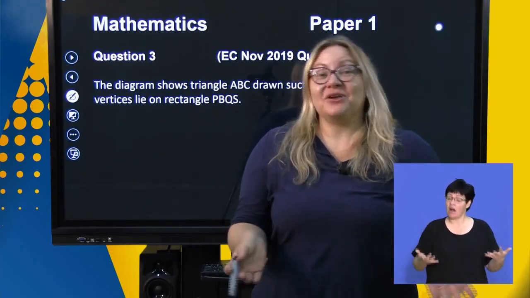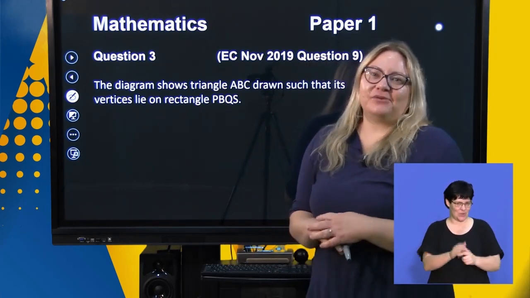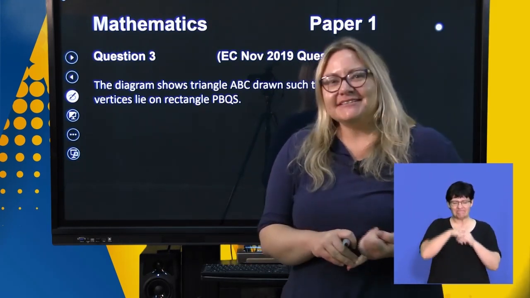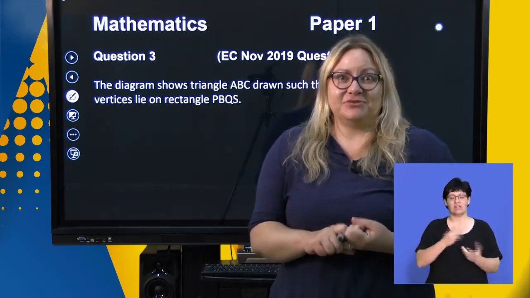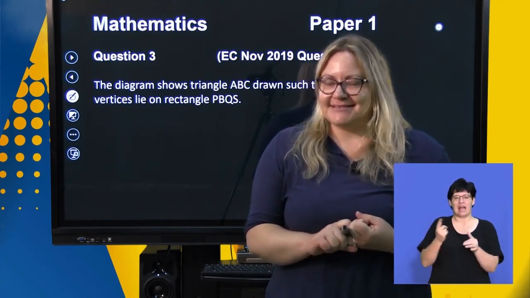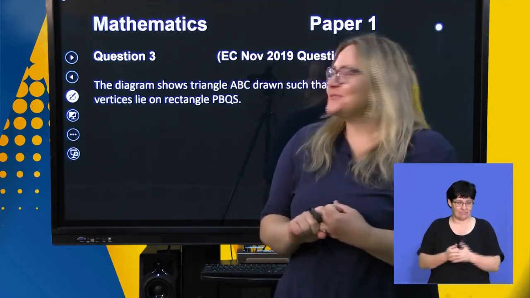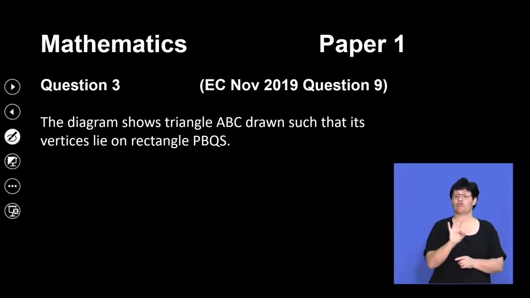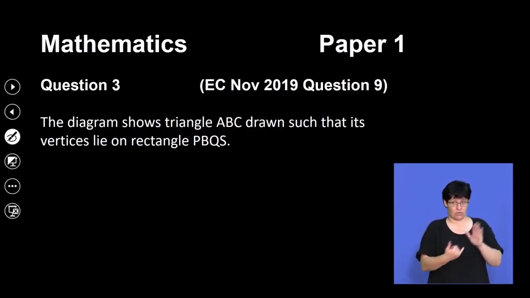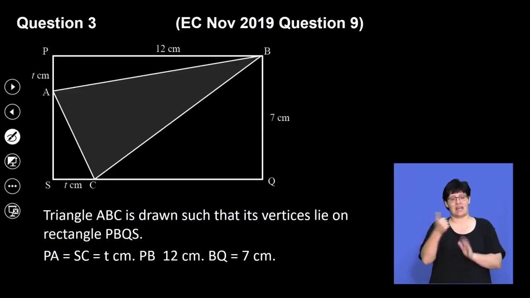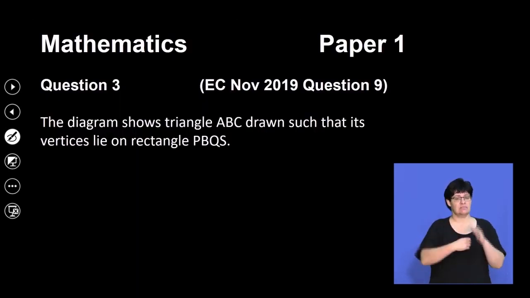All right, well, let's get on with the last segment of the show, and we're going to try and squeeze a bit of calculus in, and we're going to hopefully do a little bit of probability, a bit of counting methods at the end. Okay, so let's look at this question, which is question 3. The diagram, which we don't have in front of us, but it's definitely there. It's on the next page. I'm just going to read it though. The diagram shows triangle ABC drawn such that its vertices lie on rectangle PBQS.